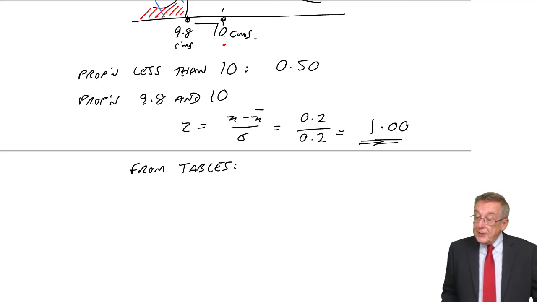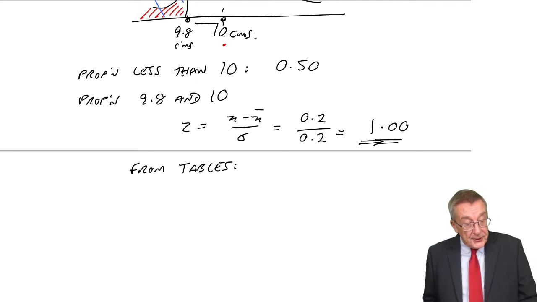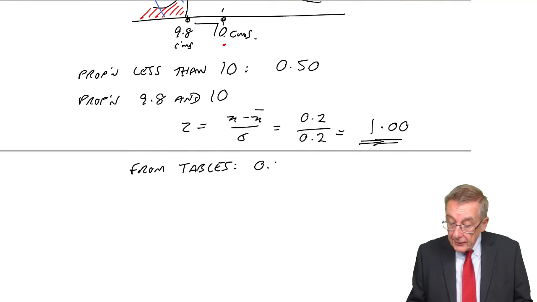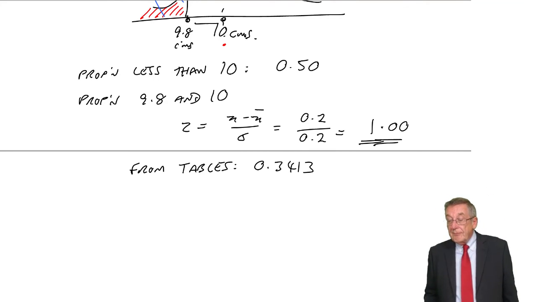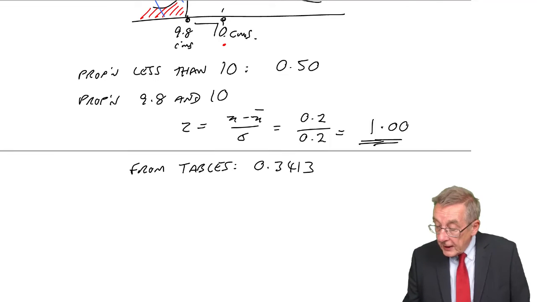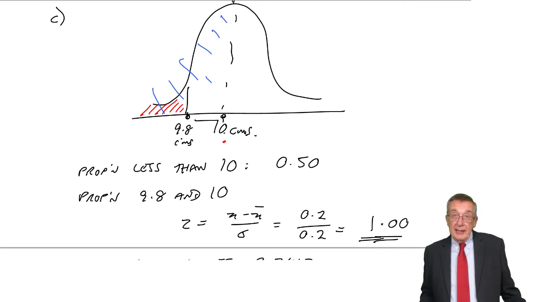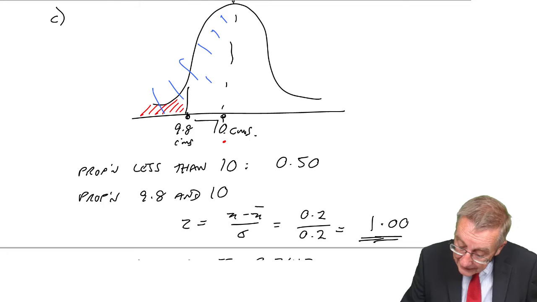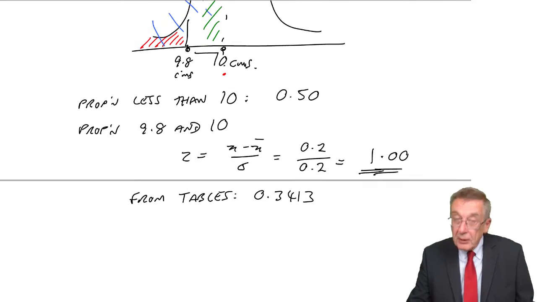To be 1.00 from the average, 1.0 down the left-hand column, 0.0 across the top, 0.00, I get 0.3413. We're not there yet, because remember, I know that less than 10 is 0.5, 50%. I now know that between 9.8 and 10 is 0.34 or 34%.